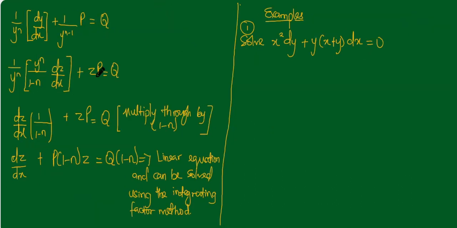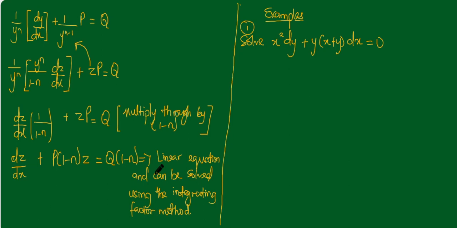So let's take a look at what follows. We have 1/y^n multiplied by dy/dx + 1/y^(n-1) multiplied by P is equal to Q. Since we've made dy/dx the subject of formula in the previous equation, we know that 1/y^n into brackets y^n/(1-n) multiplied by dz/dx plus zP, because z is now 1/y^(n-1), must be equal to Q. So on simplification, we have dz/dx multiplied by 1/(1-n) plus zP is equal to Q. So we can multiply all through by (1-n) to get dz/dx + P(1-n)z = Q(1-n).